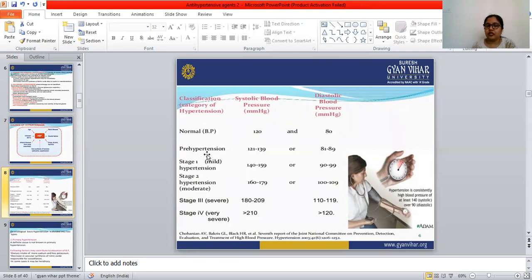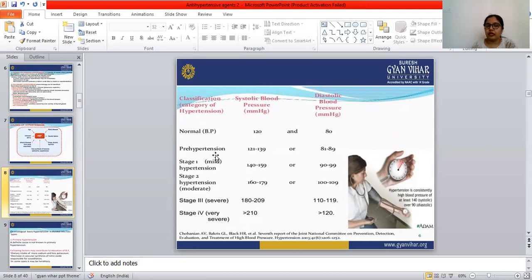Stage 1 hypertension is known as mild hypertension. Stage 2 hypertension is known as moderate hypertension. Stage 3 is severe hypertension. Stage 4 is very severe hypertension. So 120 is systolic blood pressure, 80 is diastolic blood pressure.